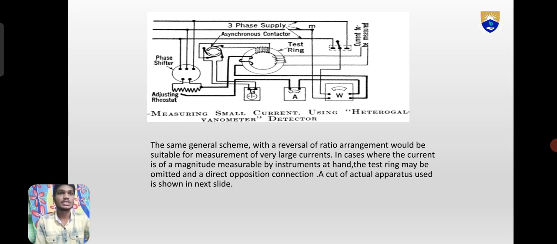The same arrangement, with reasonable ratio adjustment, would be suitable for measurement of very large currents in cases where the current is not measurable by the instrument at hand. The test ring may be opened and a direct opposite current connection made. The actual arrangement used is shown in the next slide.